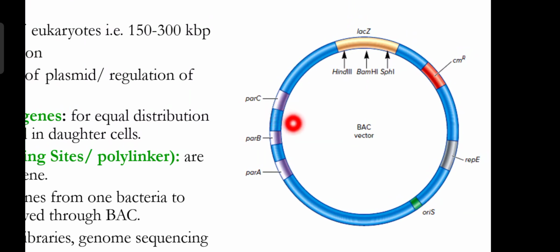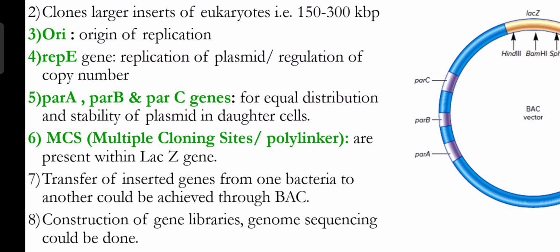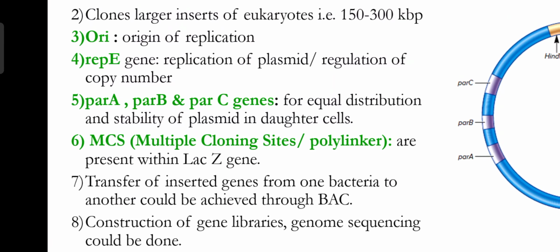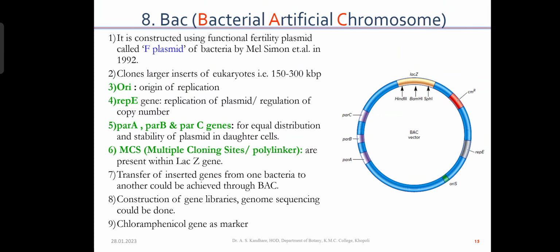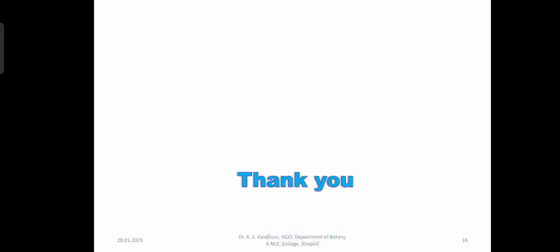It has parC, parB, parA sites for equal distribution in daughter cell. इसका जो वेक्टर का जो डिस्ट्रीब्यूशन होगा डॉटर सेल के अंदर उसको रेगुलेट करने के लिए, इक्वल डिस्ट्रीब्यूशन करने के लिए these genes are present there. So this is bacterial artificial chromosome. So इस तरह से आप देखेंगे कि ये सारे वेक्टर्स जो है they are important in rDNA technology.